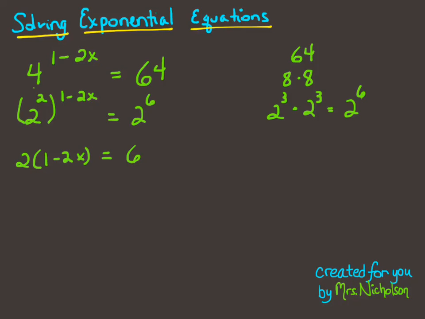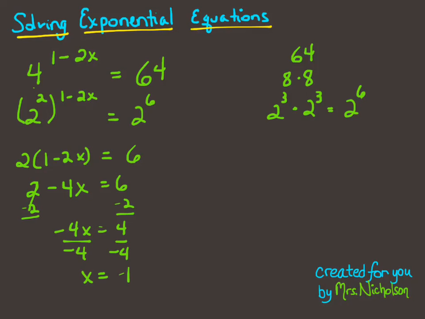And here now we just solve it like an algebraic equation. I'm going to distribute the 2 and get 2 minus 4x equals 6. And then I could subtract 2 from both sides. And negative 4x is equal to 4. And then divide by negative 4. And we end up with x is equal to negative 1. So pause the video for a moment and try the next example on your own.